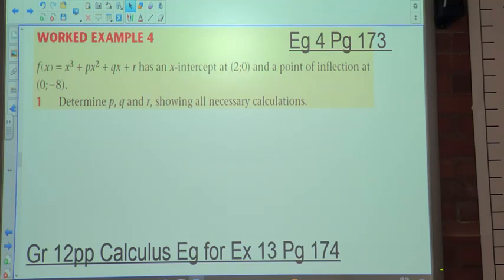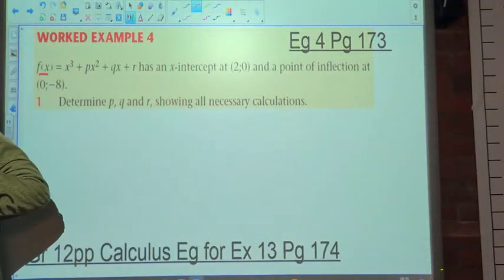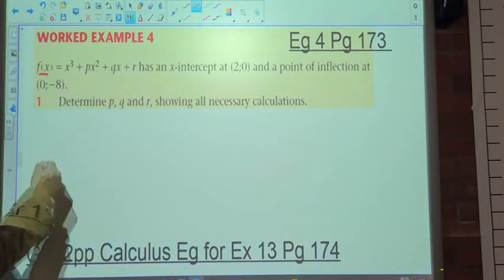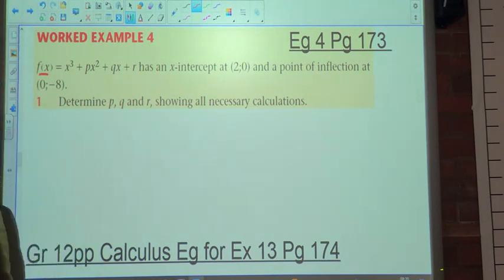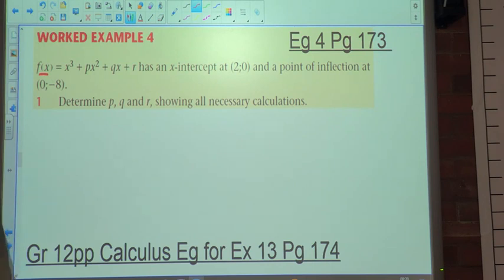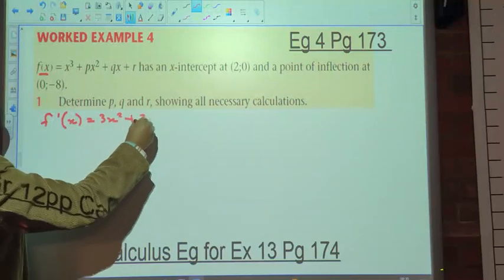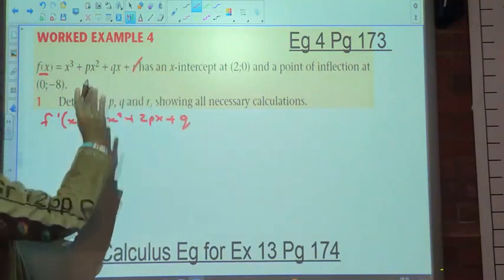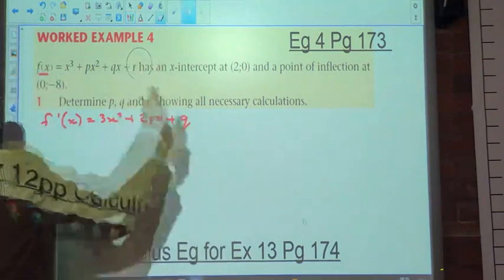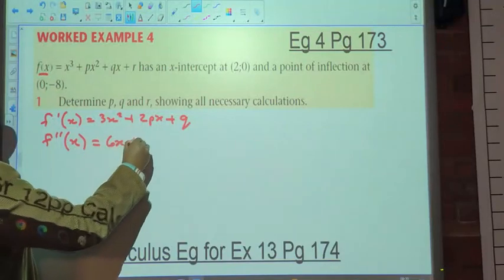So we have an x-intercept at (2, 0) and a point of inflection. Okay, so how do you work out the point of inflection normally? Second derivative is equal to 0. Once I do that, I'm actually calculating the x value of the point of inflection. Not so? So let's work out the second derivative here. So the first derivative is 3x squared plus 2px plus q. Remember, r is a constant, it falls away. Second derivative, f double prime of x is equal to 6x plus 2p.